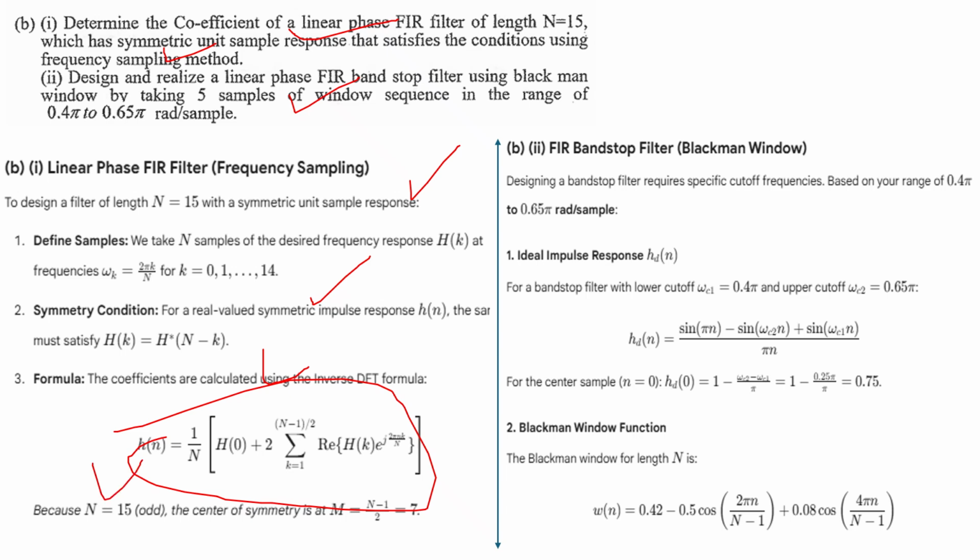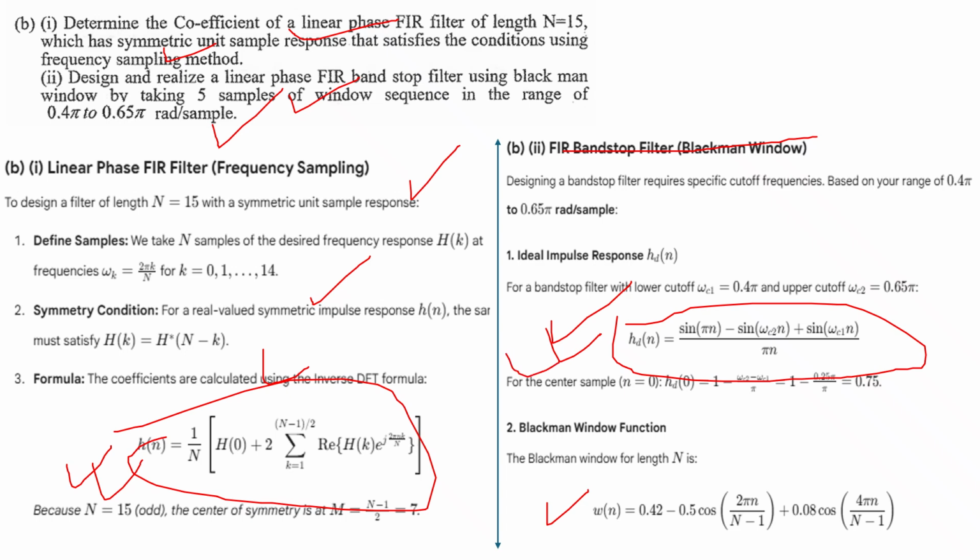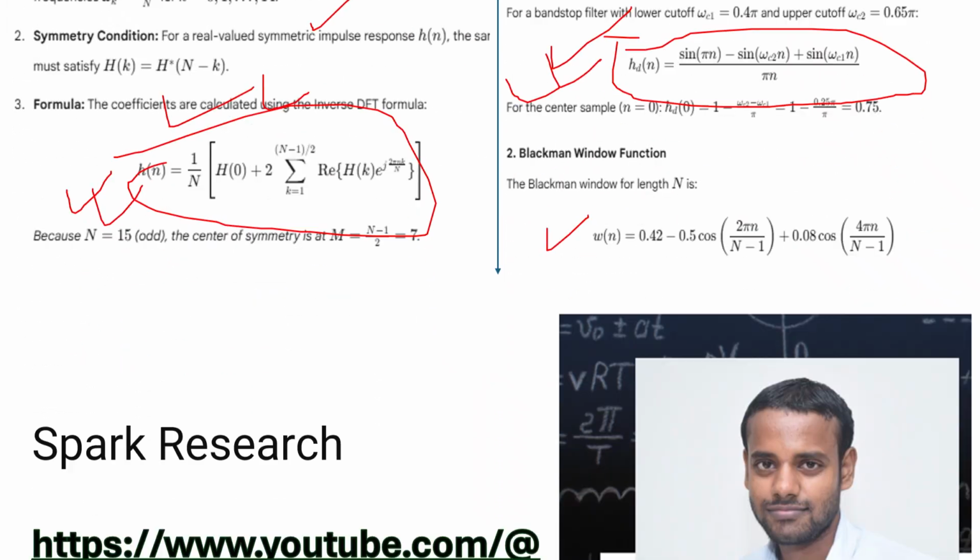After finding h of n, you can start to find the FIR band stop filter using the window. This question is related to the Blackman. If you remember the Blackman window equation, then you can simply multiply s_d of n and w of n in order to get the output. This is the technique to solve the question. What is this Blackman? You can again refer to the contents, as we have already displayed a slide with the Blackman equation. The technique is just to get the window equation, then h of n, and multiply in order to solve.